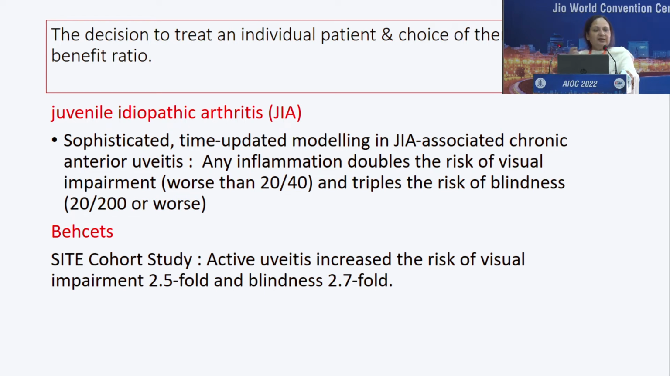So very typically they start, and then even before they see the response, they already tell them to taper it off. That is not what is going to work for JIA children. They are going to get blind out of that kind of protocol. Similarly, there is Behçet's. There is a beautiful cohort study which says that active uveitis in Behçet's increases the risk of visual impairment 2.5 fold and blindness 2.7 fold. So here the risk of giving steroids, biologics, immunosuppressants is much less compared to the benefit of preventing blindness.